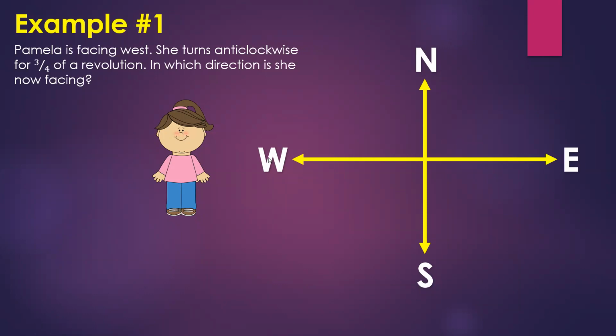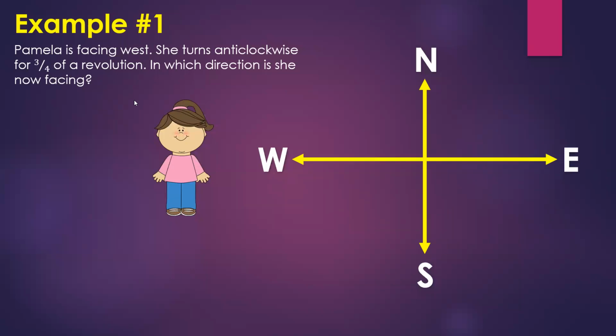Pamela is facing west, she turns anti-clockwise for 3/4 of a revolution. In which direction is she facing now? Put your answer inside the chat, please. By the way, please write this example and make sure you draw the compass that I have. I only see a few persons answering inside the chat. Only 16 persons have answered. Where are the others? I need you all to answer.